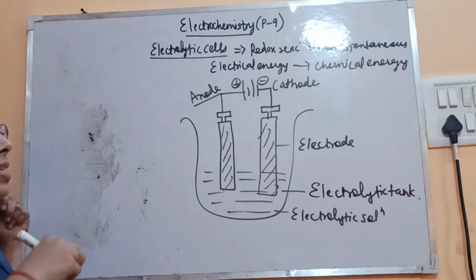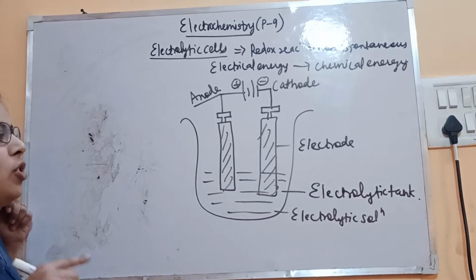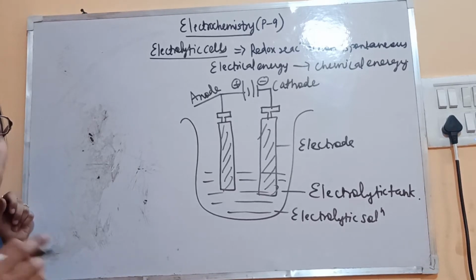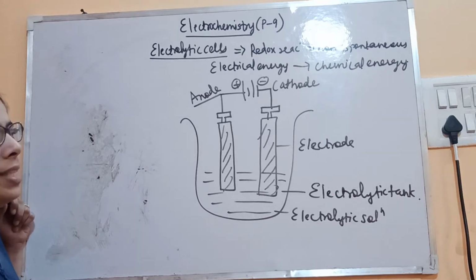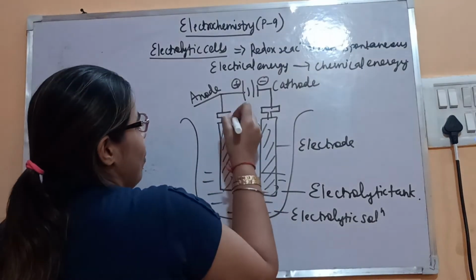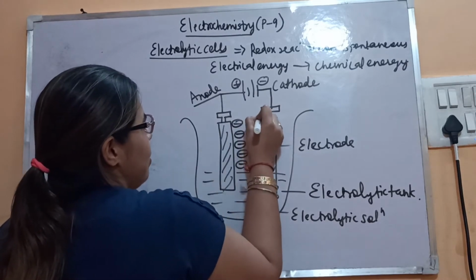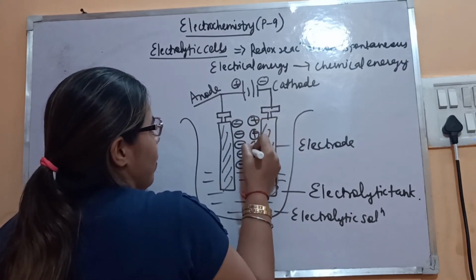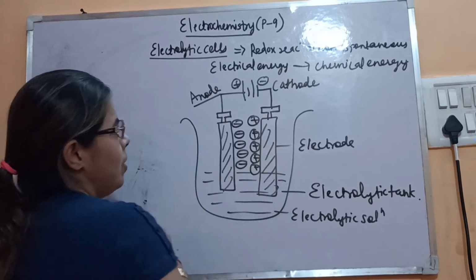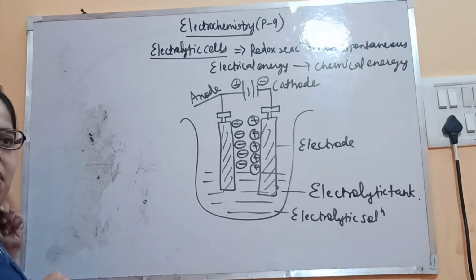Now on passing electricity, as we have connected the two electrodes with the help of wire, what will happen? The oppositely charged ions which are present in the electrolyte start moving towards their respective electrodes. It means positive ions will move towards the negative electrode and negative ions will move towards the positive electrode. In this way the product gets liberated.